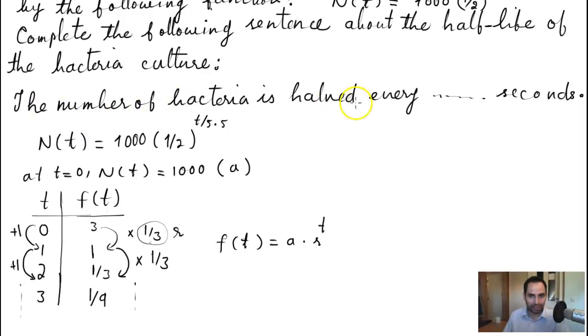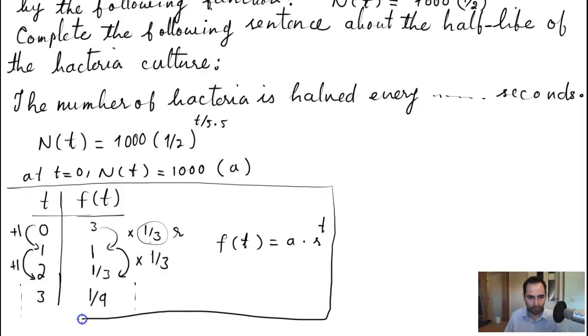So the number of bacteria is halved every how many seconds? The output of the function being halved means that the output is being multiplied by 1/2, 1/2, 1/2 over and over again. Whenever you're asked this question, you can simply go to your common ratio and see that if your common ratio is half, then one part is done, because every time your t is increased by 1, half is multiplied by the output of the function.